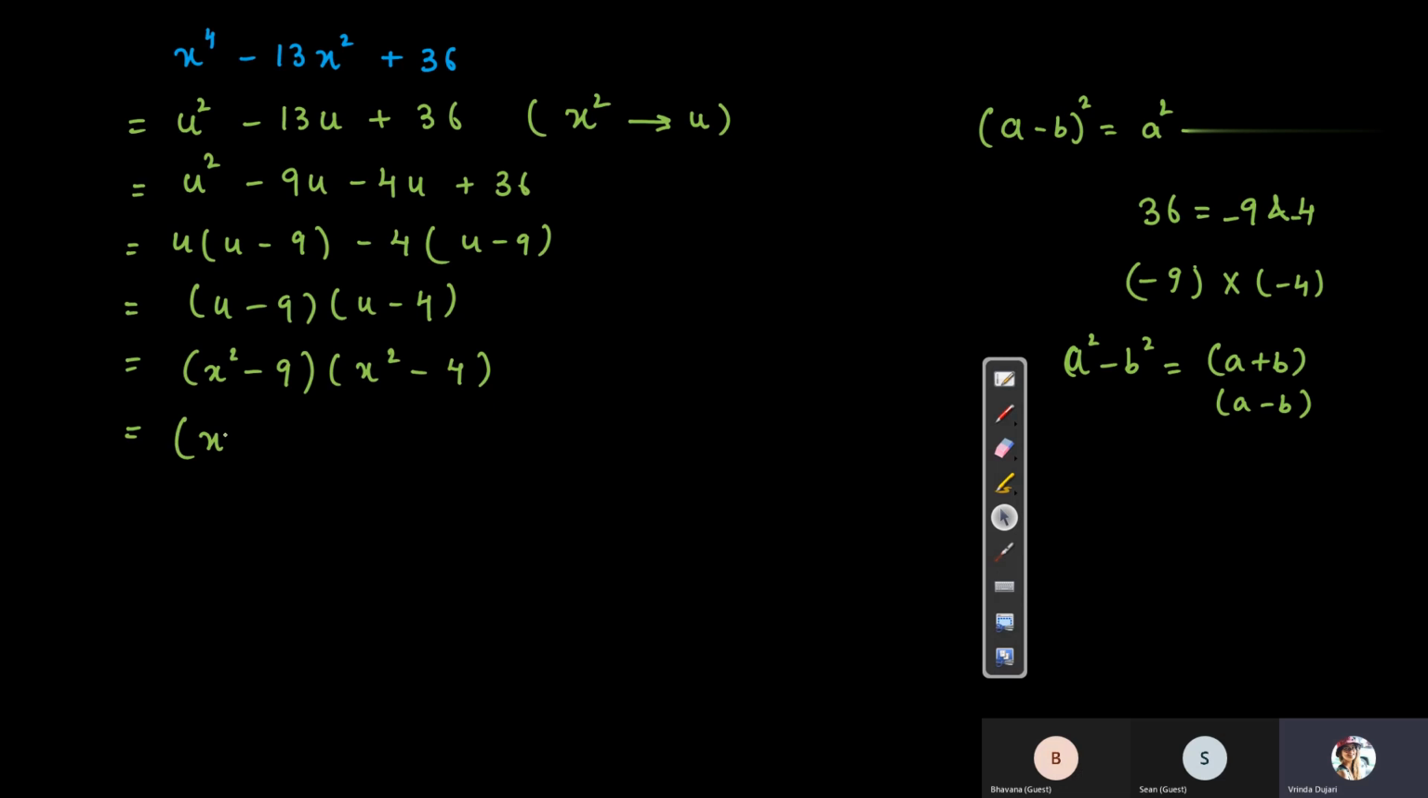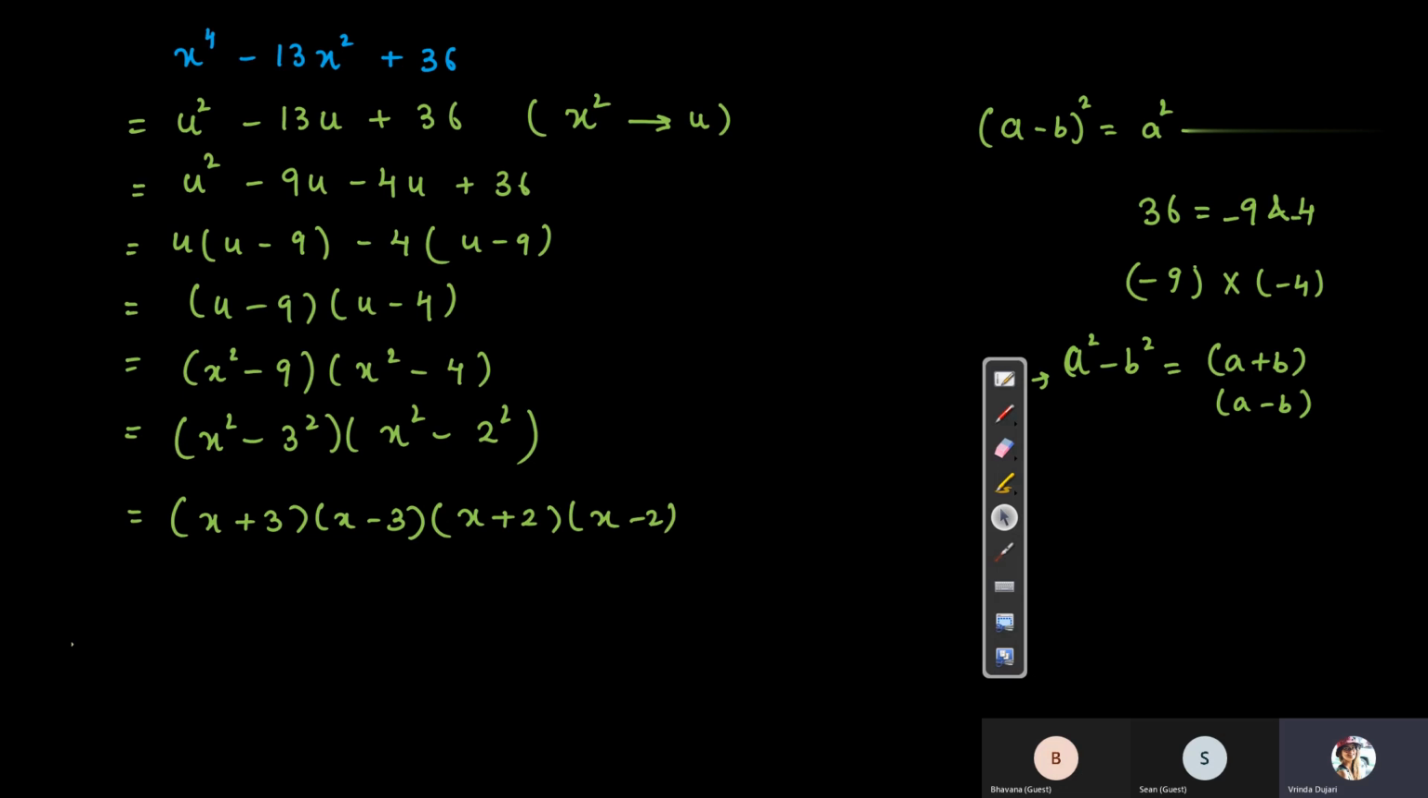So this is x squared. 9 can be written as 3 squared. This is x squared, and 4 can be written as 2 squared. So I will apply this formula. For the first factor, a is x and b is 3. So I can write it as x plus 3 and x minus 3. And for the second factor, I can write it as x plus 2 and x minus 2. Any questions in this step?